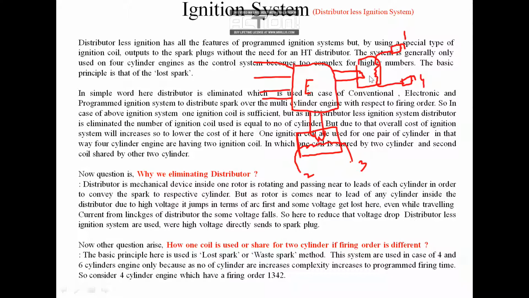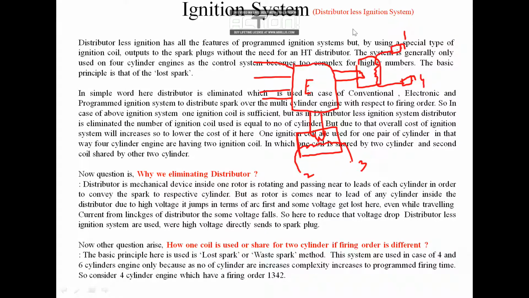But before that, we must know that the waste spark method of electronic distributorless ignition system is only suitable for four cylinder engines. If you are employing more than four cylinders, then we must go for the non-waste type distributorless ignition system, meaning each cylinder has its own ignition coil. This is a thing we need to consider.